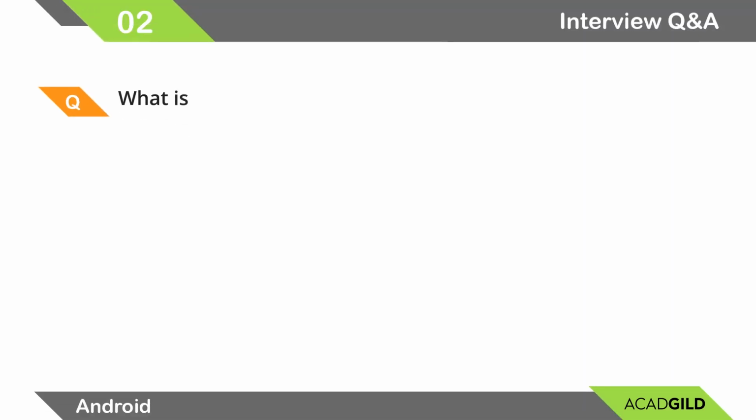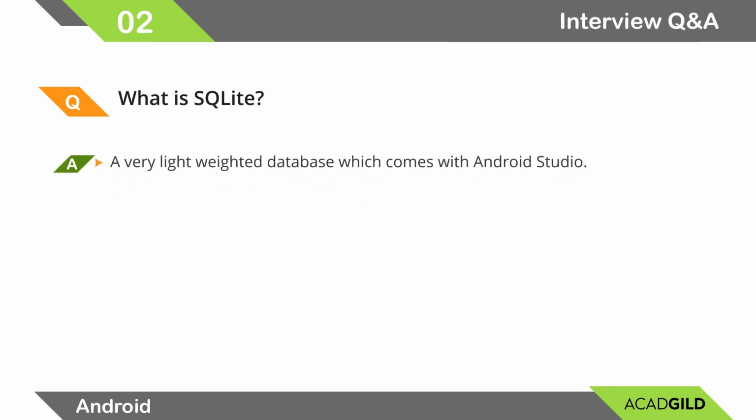So what is SQLite? A lightweight database which comes shipped in with Android operating system. It's a lighter version of SQL which helps you to store data in the form of tables. It is basically targeting embedded devices like mobiles. So it helps you to store data in the structured format. That's what the tables do.